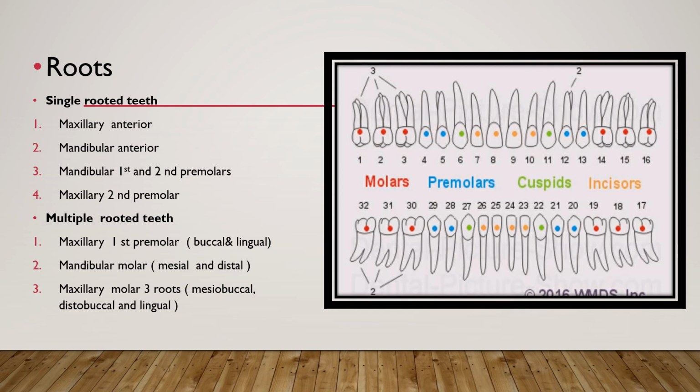Now, next we talk about the multiple rooted teeth. Maxillary first premolar, as I already stated, has two roots which are buccal and lingual. Mandibular molar has two roots, mesial and distal, whereas maxillary molars have three roots: mesiobuccal, distobuccal, and lingual. You can see in the picture all the teeth are marked with their roots, whether they are single root, double root, or three roots.